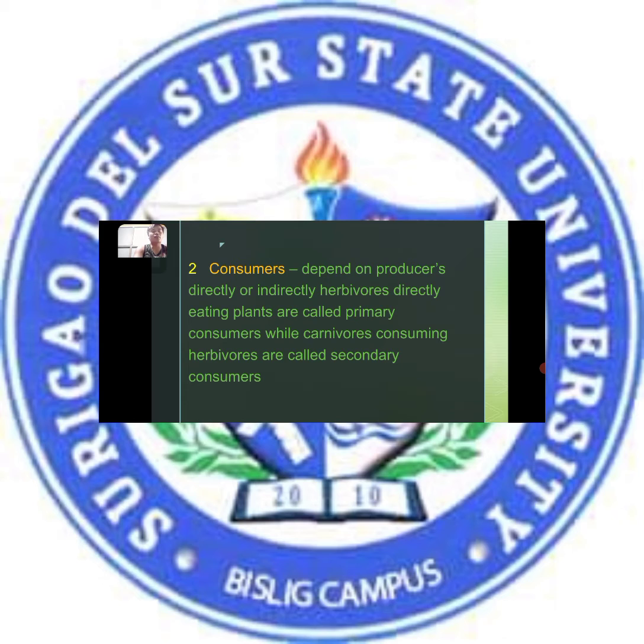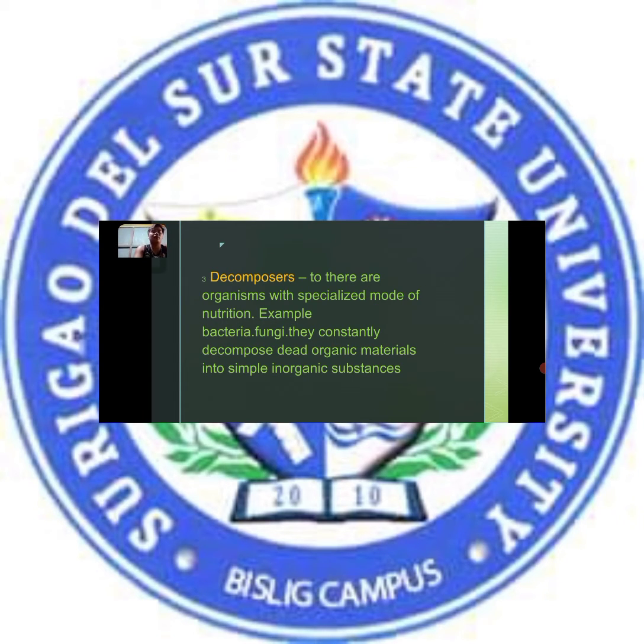Number two, consumers. Consumers depend on producers directly or indirectly. Herbivores directly eating plants are called primary consumers while carnivores consuming herbivores are called secondary consumers. Lastly, decomposers. Decomposers are organisms with a specialized mode of nutrition. For example, bacteria and fungi constantly decompose dead organic materials into simple inorganic substances.